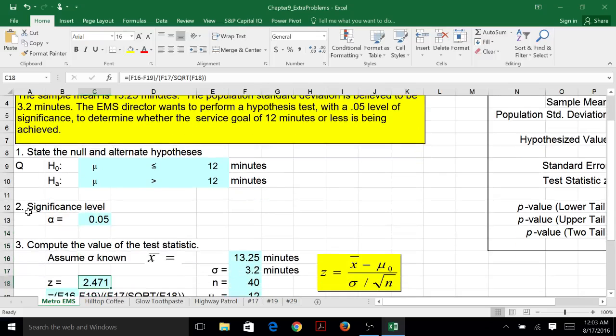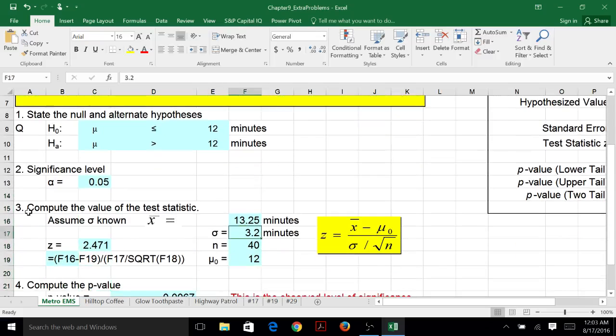Here's what we do. We take our information. We know the sample mean was 13.25. Set up our hypotheses. This is an upper tail test because we're trying to see if it's more than 12. We're going to test it at a 5% level. So alpha is 5%, so the probability of making a type 1 error is 5%. 13.25, as we said, was a sample mean. 3.2 was a standard deviation, sample size of 40, and forever and always it's been 12.